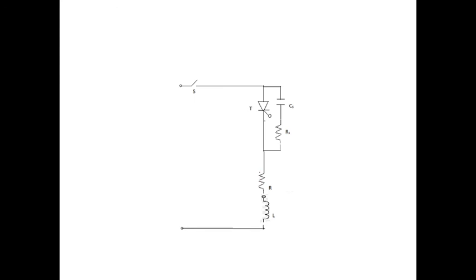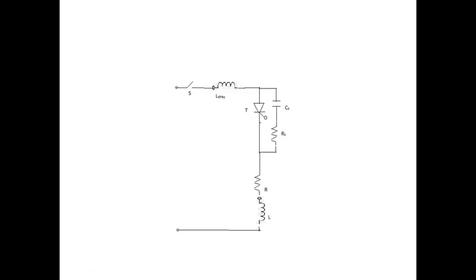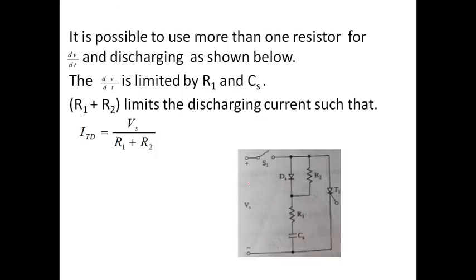Then, since sometimes the load is R, as I showed previously, and sometimes the load may be RL, in that case the circuit looks like this. If your load is a motor, the motor winding acts like R in series with L. Sometimes stray inductance also should be considered. If you consider the stray inductance of the circuit, my entire circuit looks like this for an RL load.